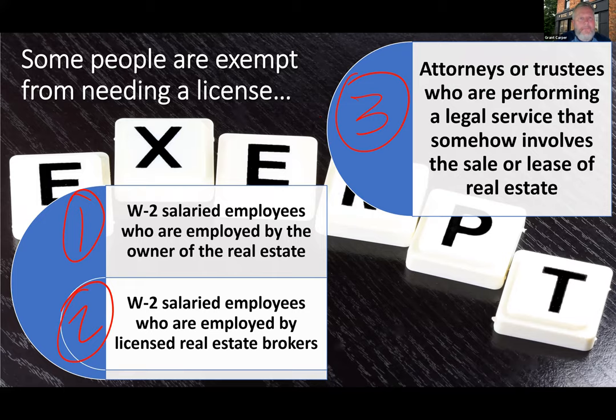Mm-hmm. Quick tangent. That's a really cool thing about the real estate license. It lets you do any kind of real estate in North Carolina, residential, commercial, leasing, anything. That's right. We don't have different licensure. We have the same one license that fits all. That's exactly right. So back to the exceptions. How are we feeling so far about these exceptions?